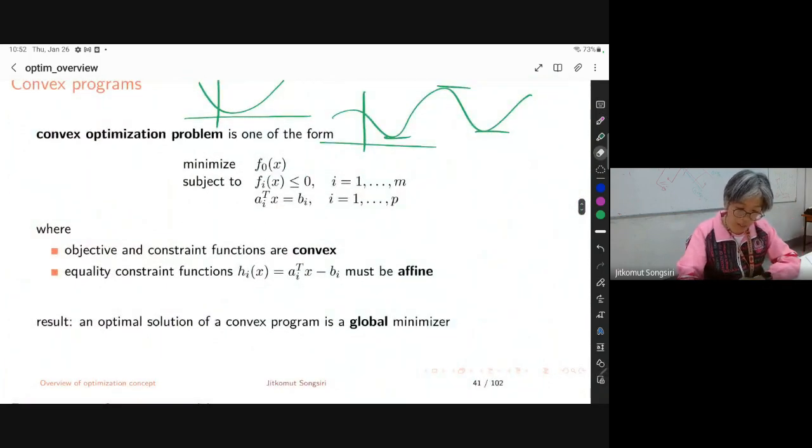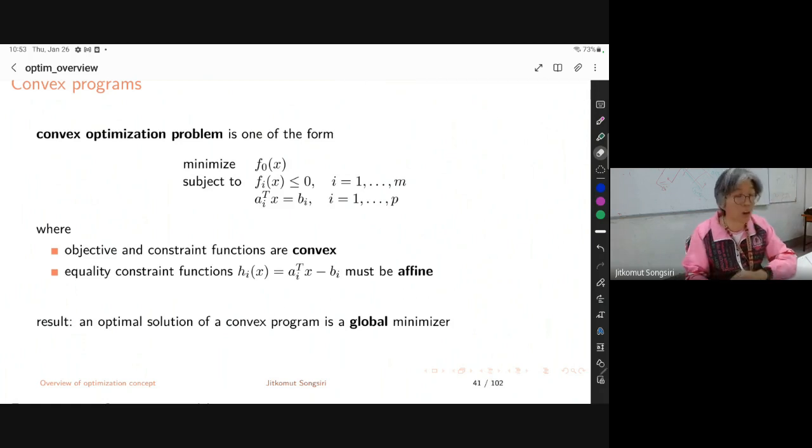Now let me give the definition of a convex problem. Now you have learned the concept of convex set and convex function. What about convex optimization? A convex optimization is a problem of minimizing f naught that is convex, with the inequality constraints where fi is convex, with the equality constraint only the case of affine function.